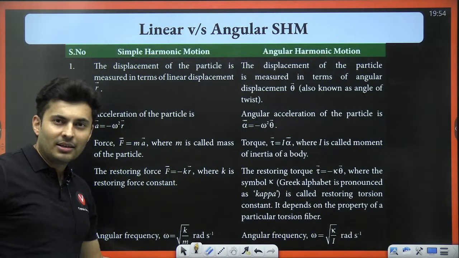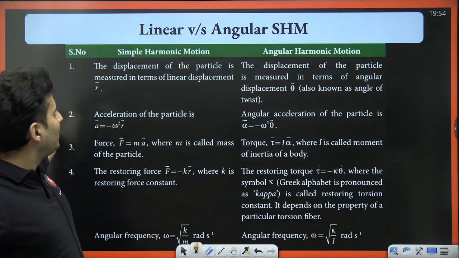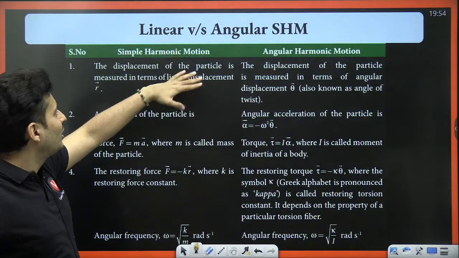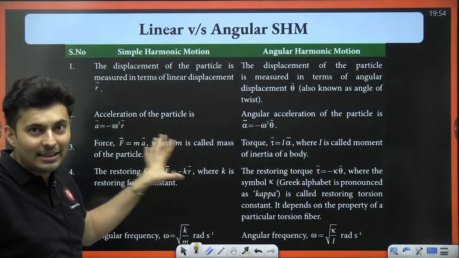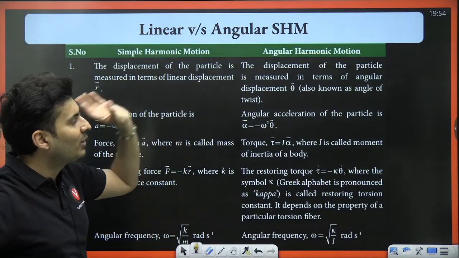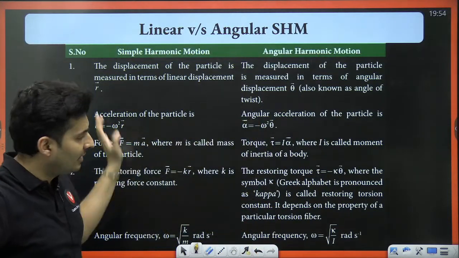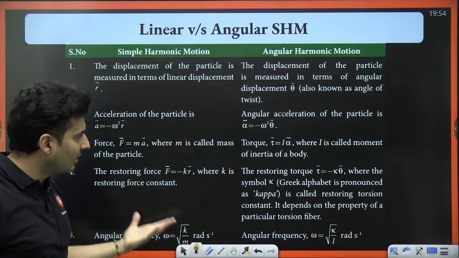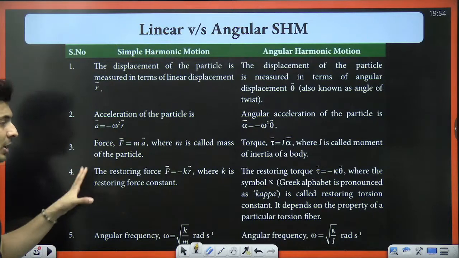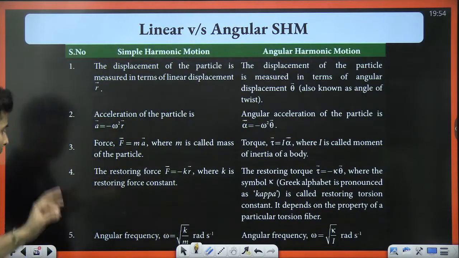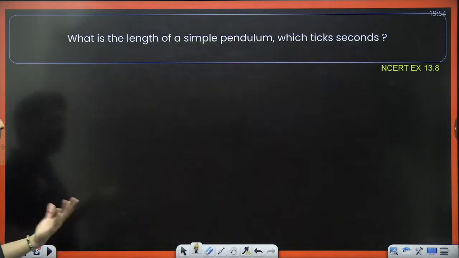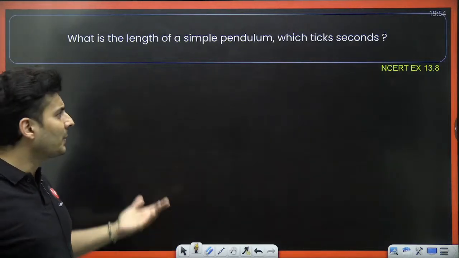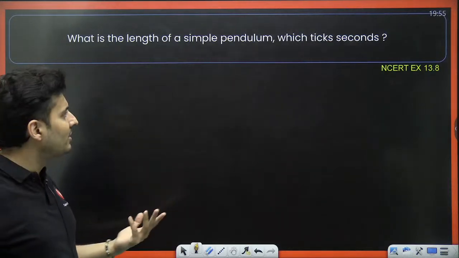I have put the table of difference between simple harmonic motion for linear motion and simple harmonic motion for angular motion. Both the differences are there. It is standard, there is nothing great. You can just have a look at it. Later on, it will be there in your notes. Please go through this table. It will be useful in your boards if you are in 11th, or else it's okay. For NEET, you can just go through it once.